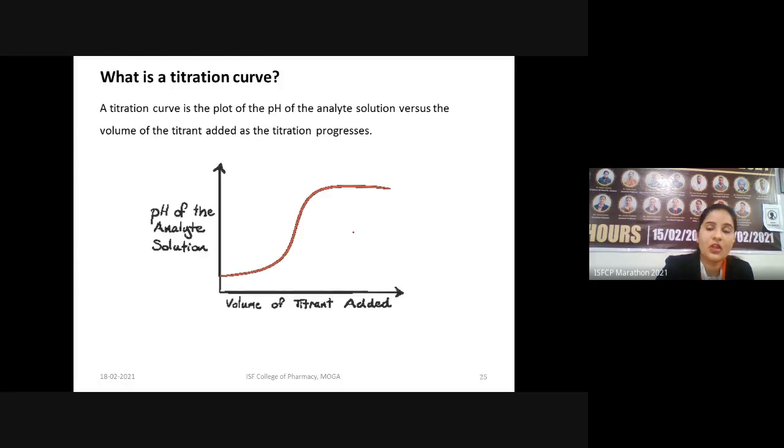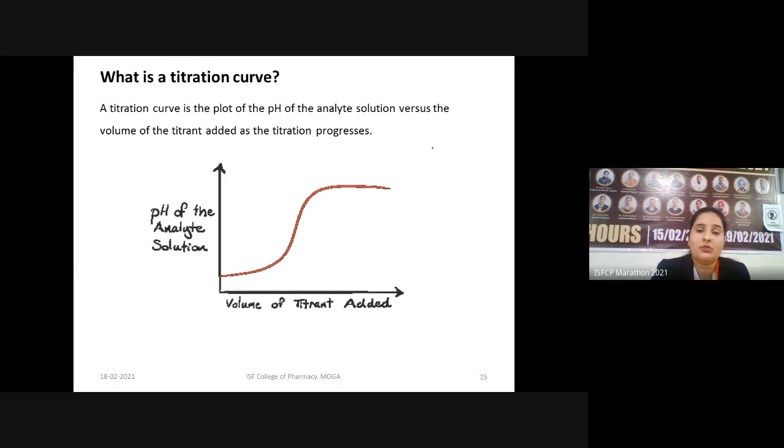So this is the titration curve. This is basically the curve which we will be getting when we will be performing the titrations, which we will be discussing in the further section. Now, what is a titration curve? Titration curve is basically a two-dimensional graph where on the x-axis we take the volume of the titrant added, that is the standard solution which we have taken in the burette, which we are adding from up. That is the volume of the titrant added, and on the y-axis we deal with the pH of the analyte solution.